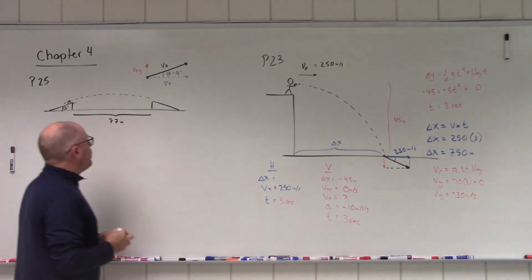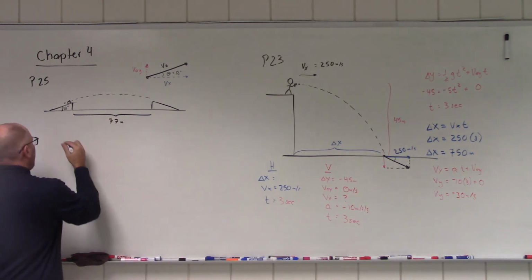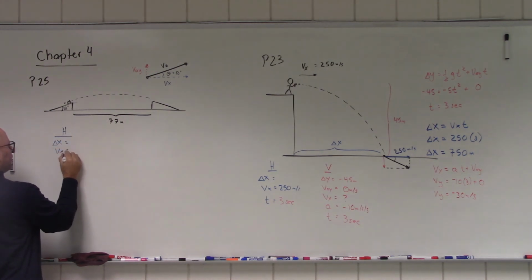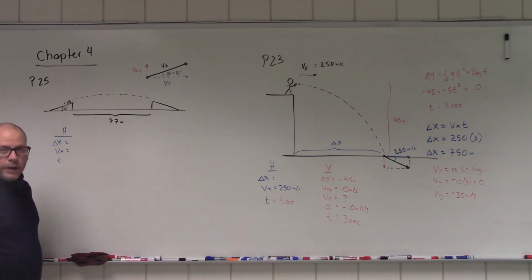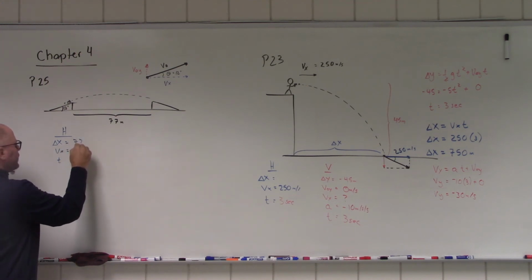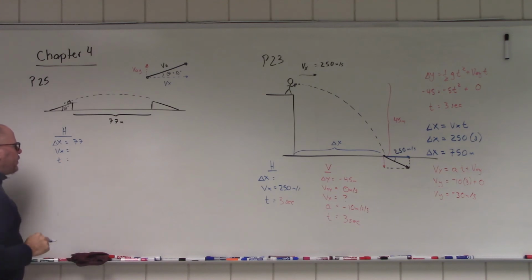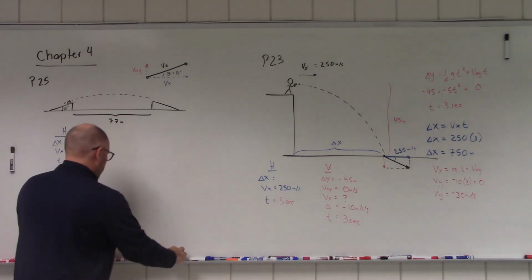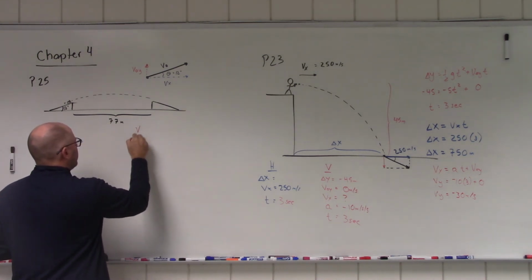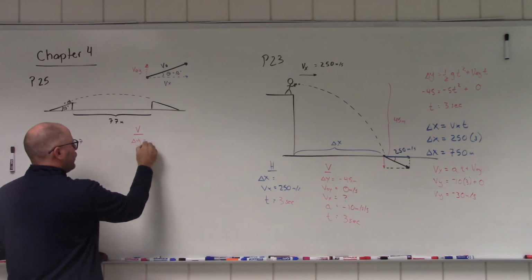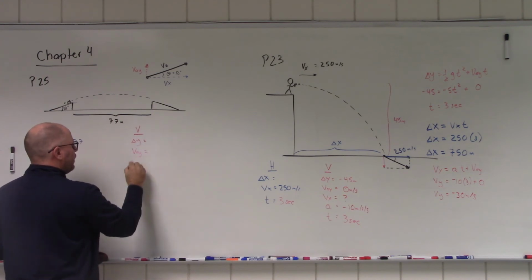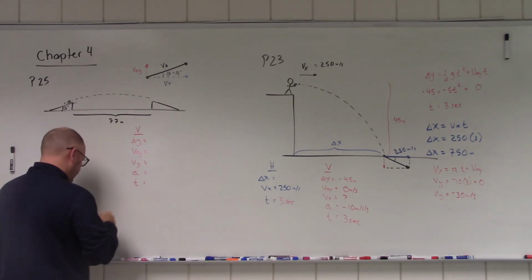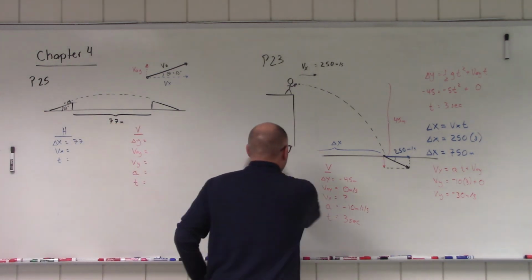So let's consider the horizontal and vertical motions independently. Here's the horizontal. I know delta x, vx, and t. Those are the things that we are looking for. I know this is 77. I don't know this yet, and I don't know this yet. We may be able to express this in terms of that, but let's not get excited. Let's do the vertical. Here's the vertical. We have vertical displacement, initial vertical velocity, final vertical velocity, acceleration, and time.